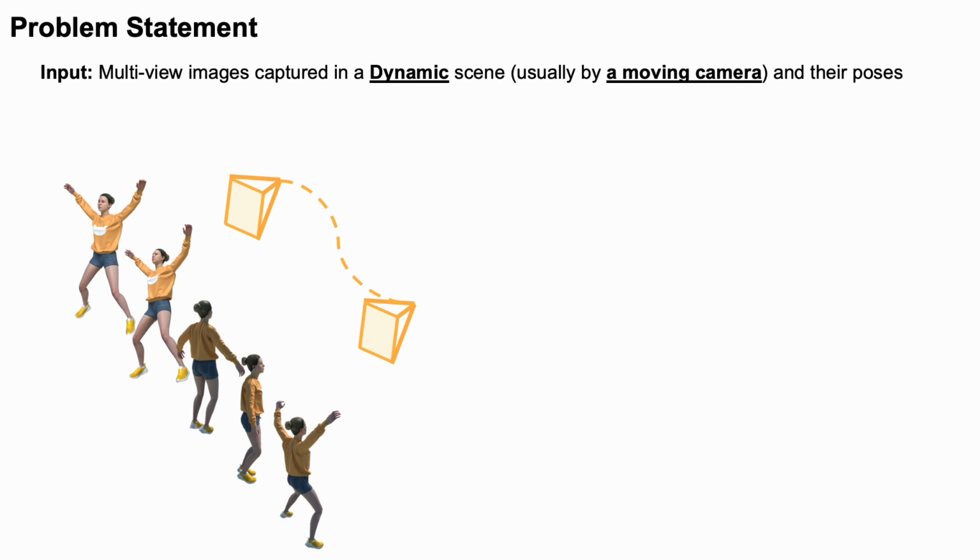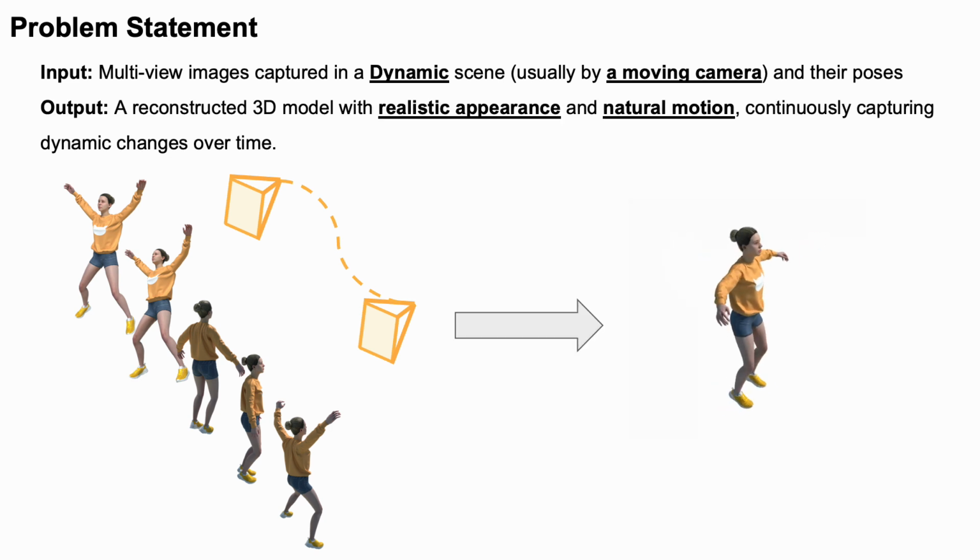To begin with, let me introduce the problem that MotionGS addresses. The input is a set of multi-view images, which is captured in a dynamic scene using a single moving camera, which is also the most common scenario in our daily life. Our target is to reconstruct a 3D model with realistic appearance and natural motion, which continuously captures dynamic changes over time.